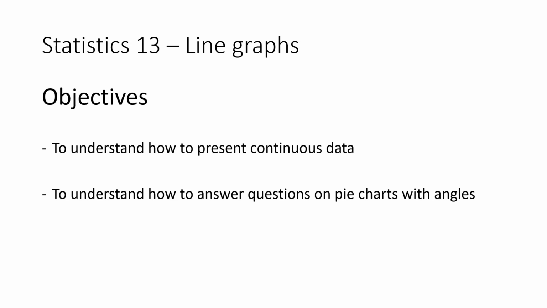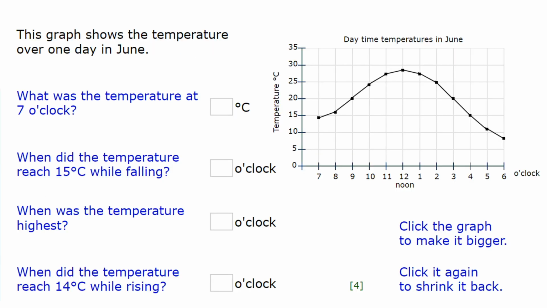What about continuous data? Well, continuous data, we often put it on line graphs. Let's take a look. You see that this graph shows temperatures in June, and on the y-axis is the temperature, and on the x-axis is the time. What was the temperature at 7 o'clock? All we need to do is go to 7 o'clock, which is here, and draw a line.